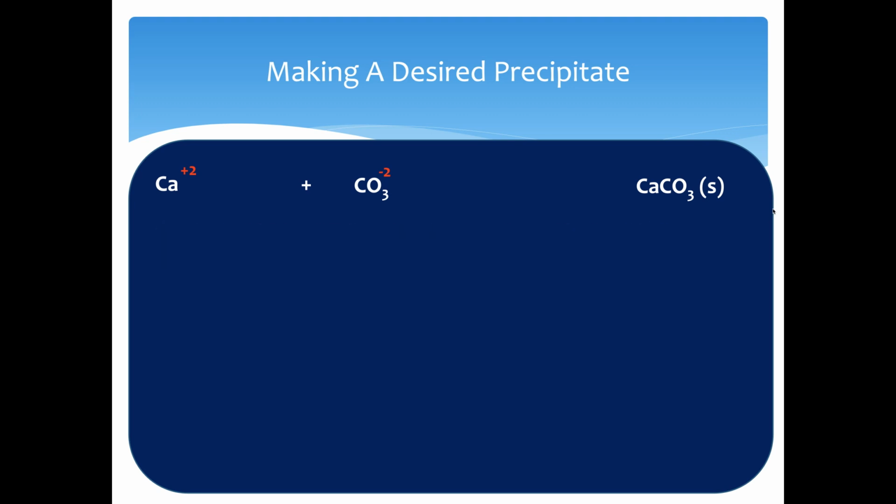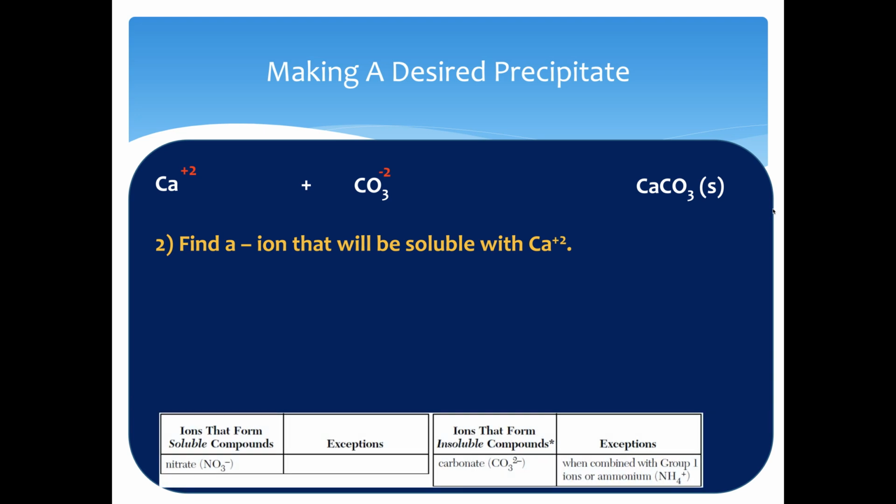So let's look at reference table F. Let's find a negative ion that will be soluble with calcium. Well, let's see. Nitrate is always soluble. So let's bond nitrate with calcium. Now, why choose nitrate? Because it's negative. Remember, negatives and positives will form compounds.